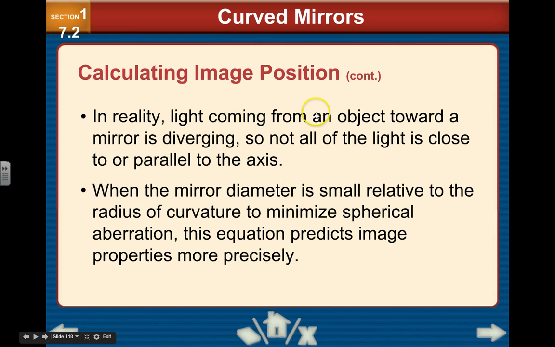Rays are coming from all different directions, diverging, and all the light is close to parallel. If we use a relatively small diameter mirror, then we minimize what's called spherical aberration.